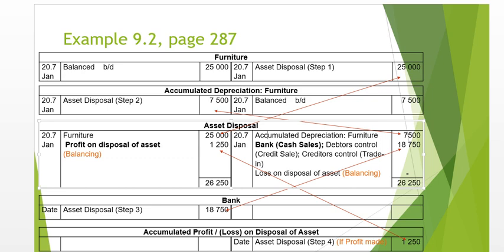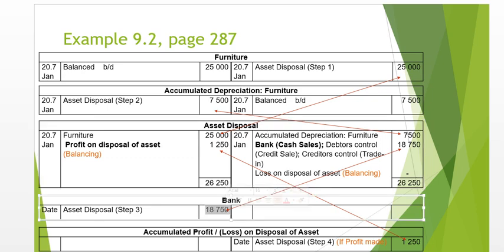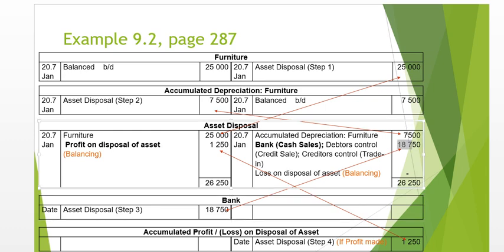Step 3 is we want to record the selling price. So it said that we sold this asset for 18,750 cash. So we received money in our bank account. Bank is an asset to you, and we know that assets increase on the debit side. So we will debit 18,750 on the 1st of January 2007, and that needs to go to the asset disposal account. And in our asset disposal account, we will credit 18,750 towards bank.